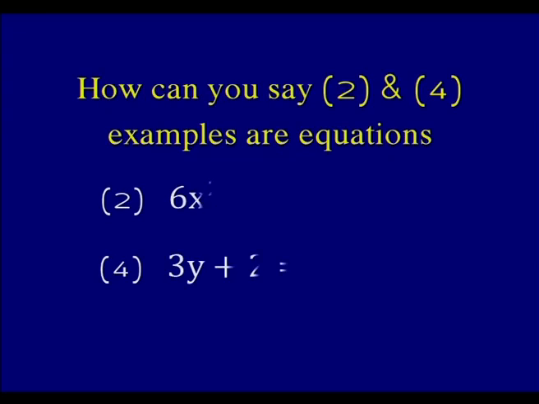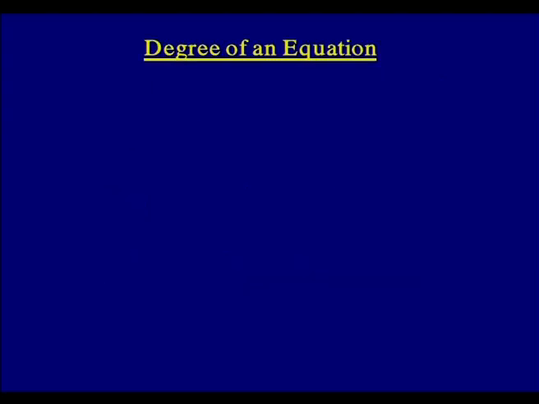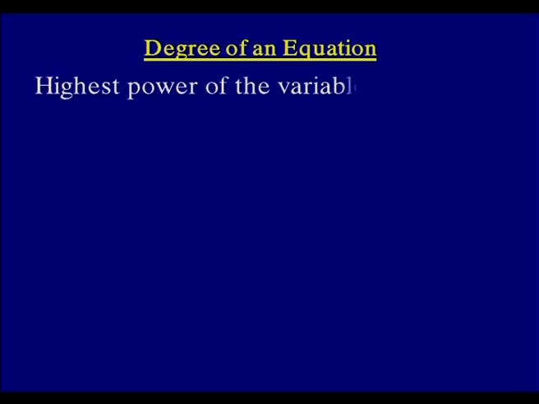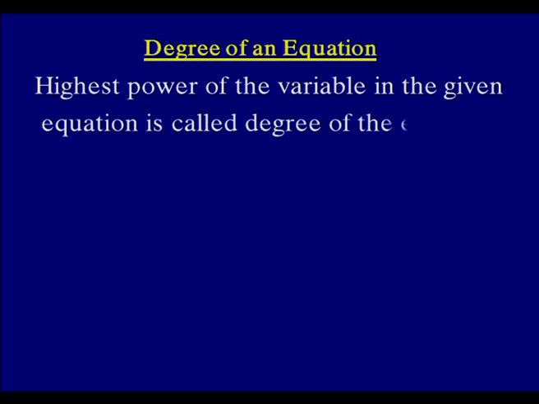How can you say the second and fourth examples are equations? Because according to the definition of equation, equality of two expressions is called an equation. Therefore, these second and fourth examples are equations. Now, we will discuss the degree of an equation. The highest power of the variable in the given equation is called the degree of the equation. Once again, the highest power of the variable in the given equation is called the degree of the equation.